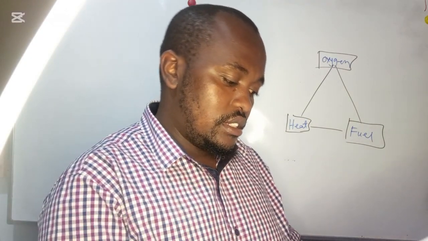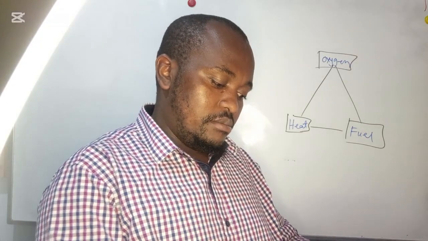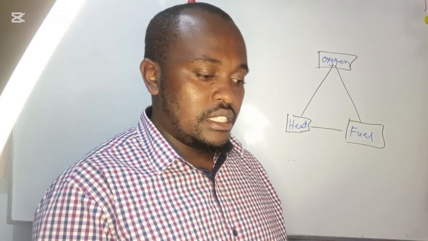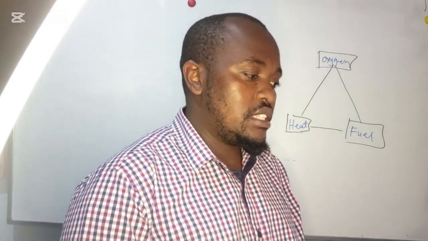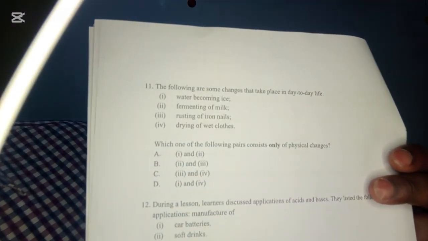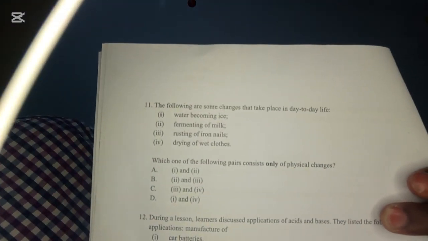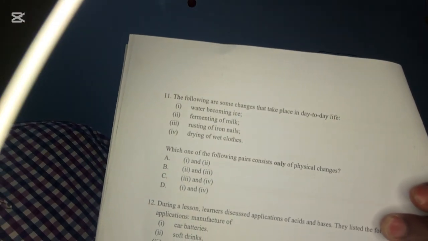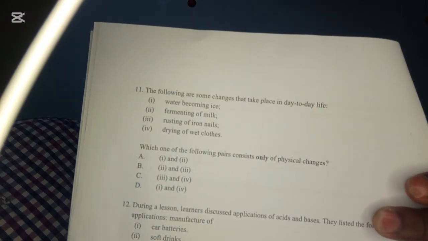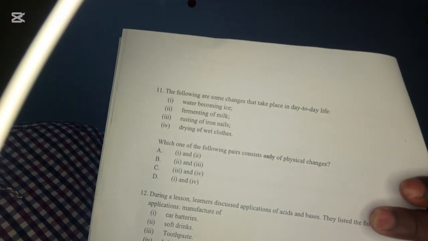Question 10. And in this paper that was given by NEC, there was a mistake in numbering there. So question 10 is missing, but we have question 11. So question 11 asks, the following are some changes that take place in day-to-day life. Water becoming ice, fermenting of milk, rusting of iron nails, drying of wet clothes. So you are asked, which one of the following pairs consist only of the physical changes?